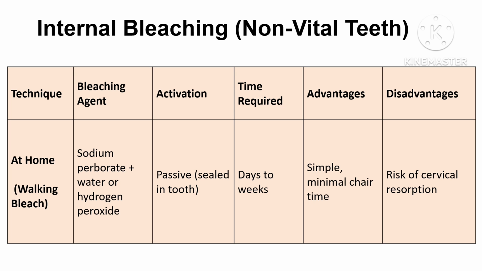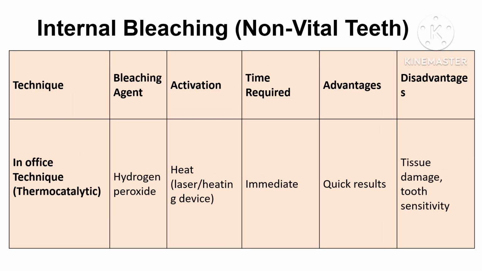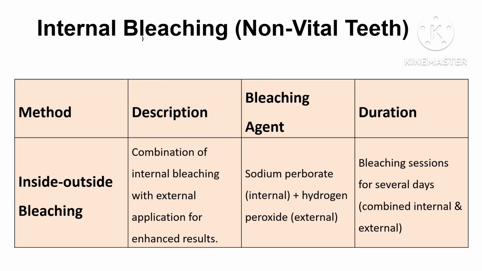In the walking bleach technique, a mixture of hydrogen peroxide and sodium perborate is placed inside the tooth. The agent is left in place for a certain period and the patient returns for periodic changes of bleaching agents until the desired result is achieved. The in-office technique for bleaching the non-vital tooth is also known as thermocatalytic bleaching. In this technique, a bleaching agent, usually hydrogen peroxide, is applied to the tooth and a heat source such as a special light or heating element is applied to accelerate the chemical reaction of the bleaching agent.